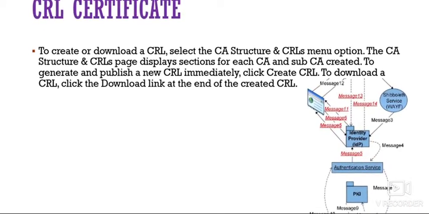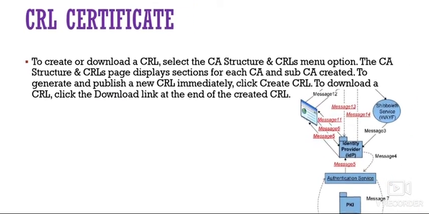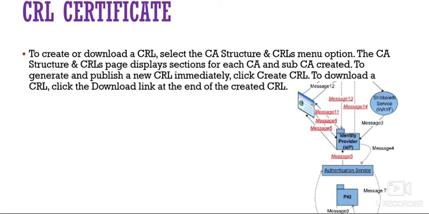CRL certificate. To create or download a CRL, select the CA structure and CRLs menu option. The CA structure and CRLs page displays sections for each CA and sub CA created. To generate and publish a new CRL immediately, click create CRL. To download a CRL, click the download link at the end of the created CRL.